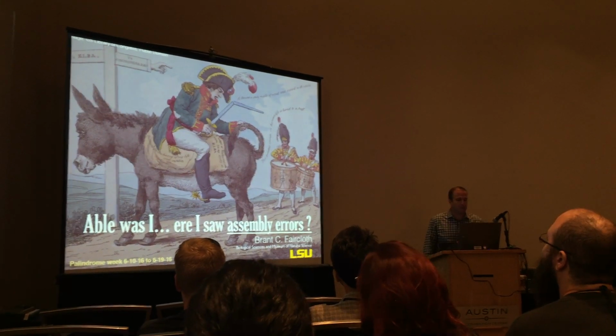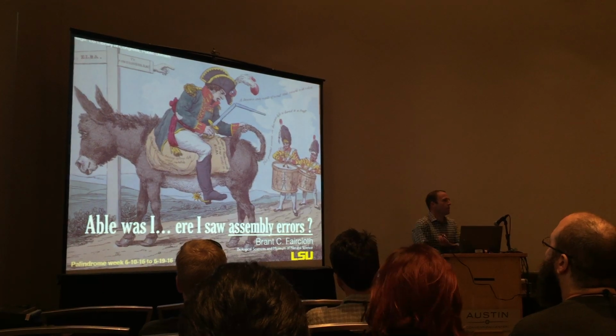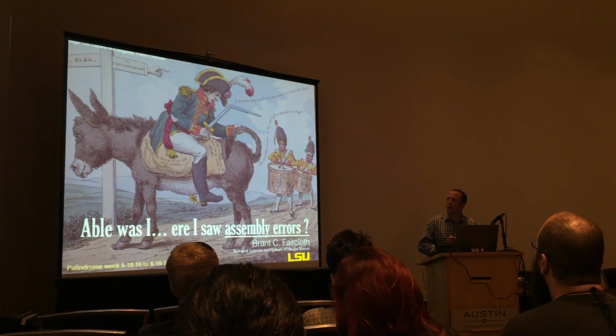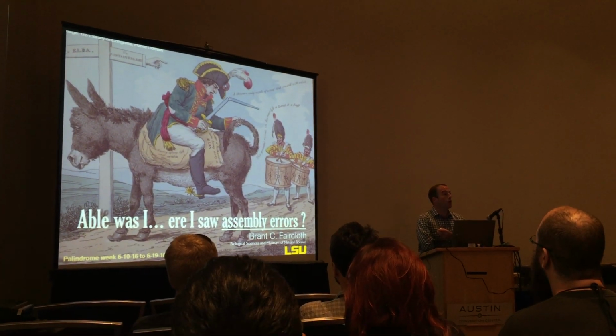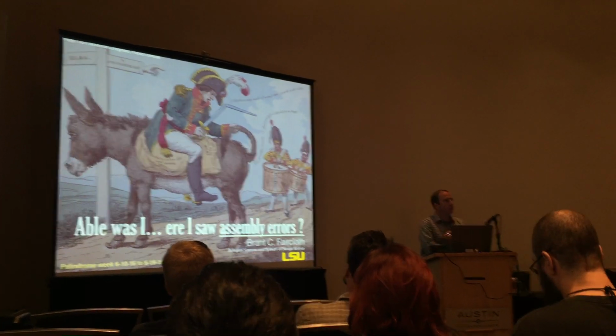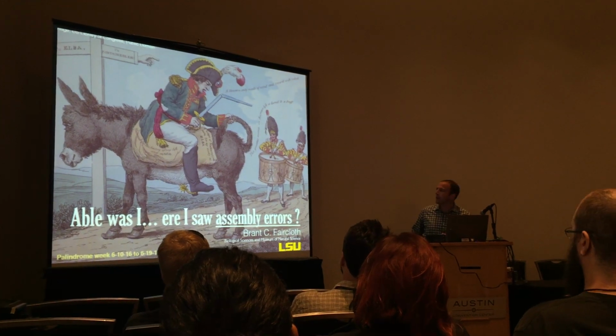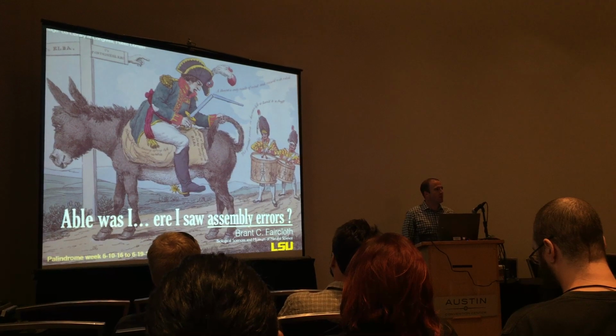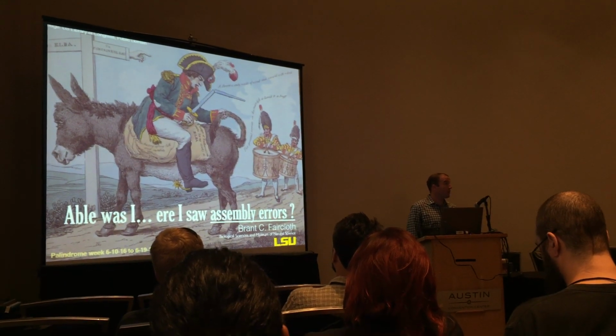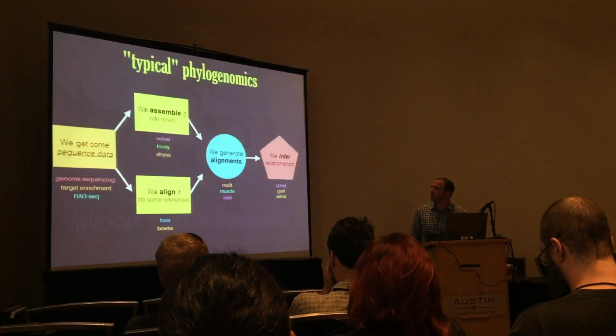The reason that I've got this picture up here is it kind of explains how I feel right now at this very moment with respect to assembly error and how it affects phylogenetic or phylogenomic imprints. What I'm going to tell you is this story. It kind of started off as a toy example that I wanted to play with to see what was going on with assembly error and phylogenomics.